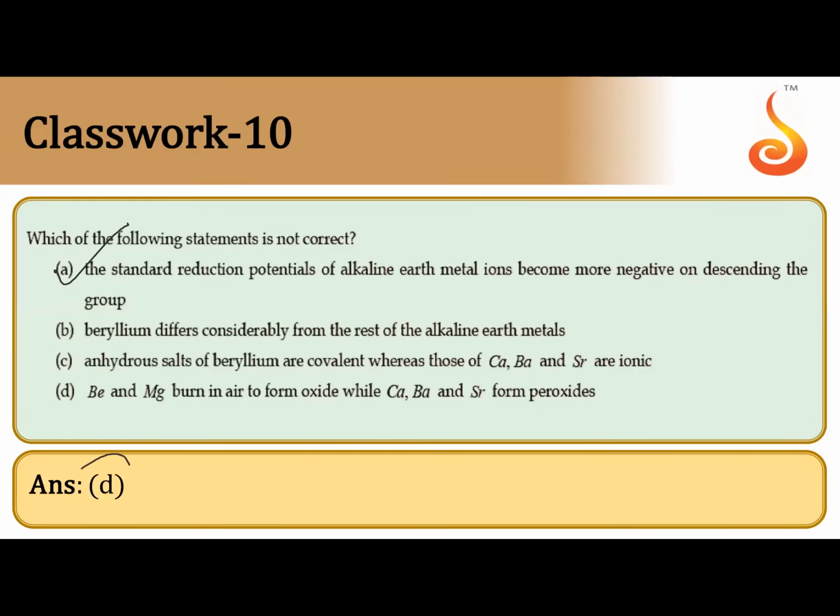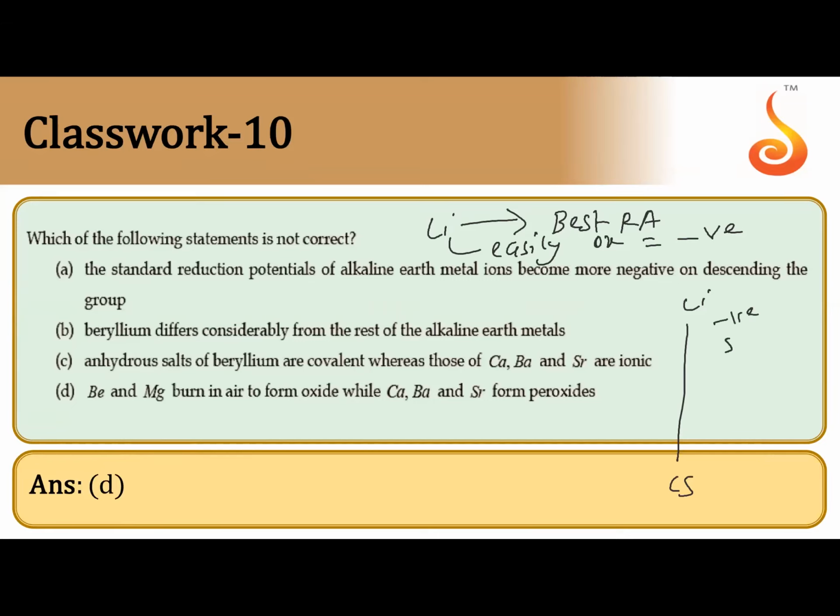I don't know why they have given option D, because all of you know that lithium is the best reducing agent. That means it can be easily oxidized. Why? Because it is having a large negative value. When you move from lithium to cesium, the negative value of SRP decreases. Therefore, this is also one of the options.